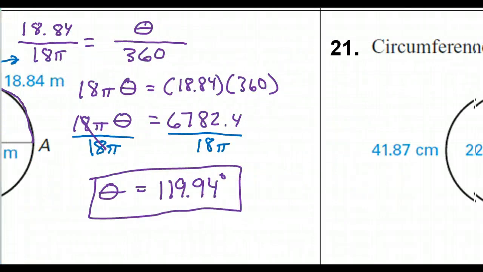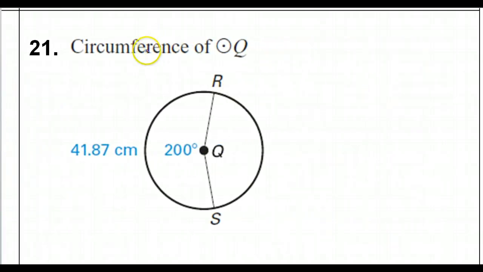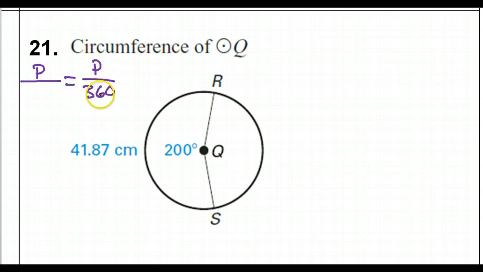Alright, so that was number 20. Let's take a look at number 21. Circumference. We know where that goes. When we do our part over whole equals part over whole, we've seen that the whole degrees is 360, but the whole length is the circumference. So this is what we're going to be looking for. That means we better have the partial degrees and the partial length. Let's take a look.